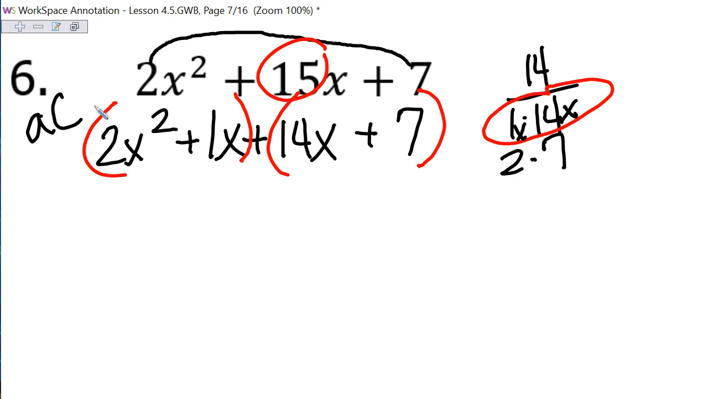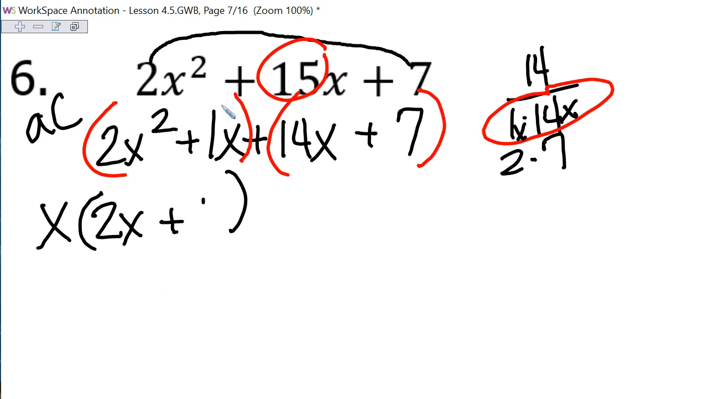So looking at this first group, what's the GCF between 2x squared and x? So we're going to factor out an x for this first group. So x times what gives me 2x squared? 2x. And x times what gives me the 1x? A 1. Now we're finished with the first group.